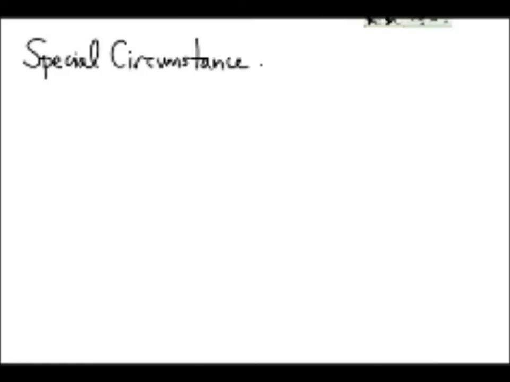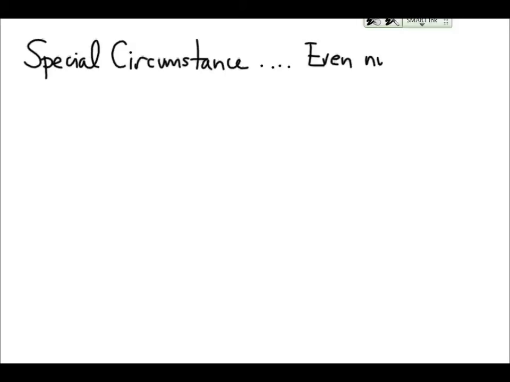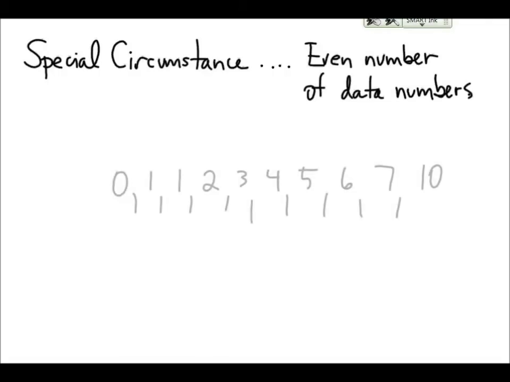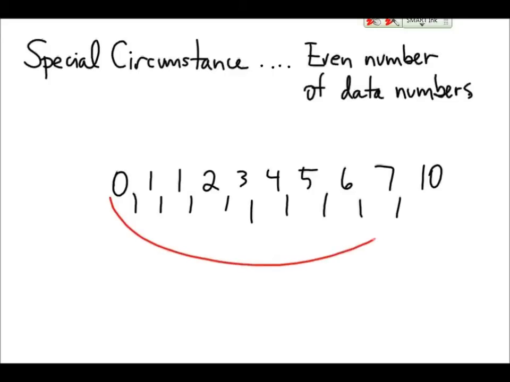What are some special circumstances for median? Well, we were lucky when we figured it out before because we had an odd number of data numbers. If you end up with an even number of data values, you're going to end up with 2 numbers in the center. And when you end up with 2 numbers in the center, what you have to do is find the middle of those 2 numbers.